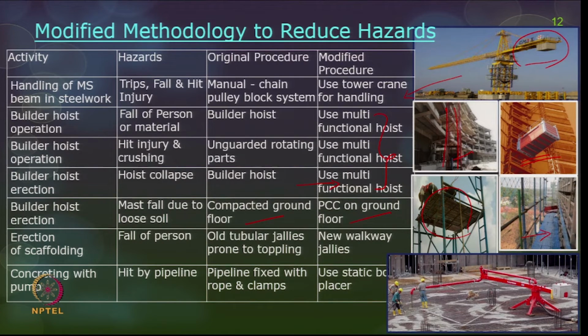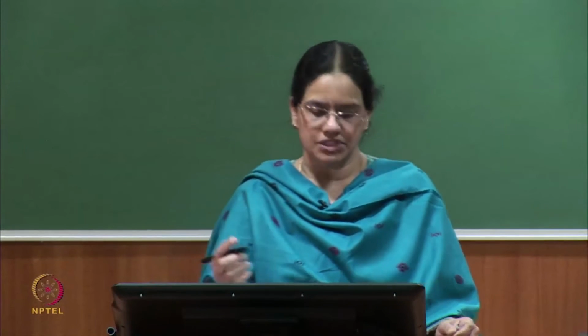Concreting with a pump: this was hit by the pipeline, because the pipeline was fixed with ropes and clamps and there were hazards related to that. Because of safety promotion, people started using a static boom placer with which the concrete was placed, and this hazard was completely eliminated. So, these are primarily elimination, and partially the examples I showed here are actually substitution also.